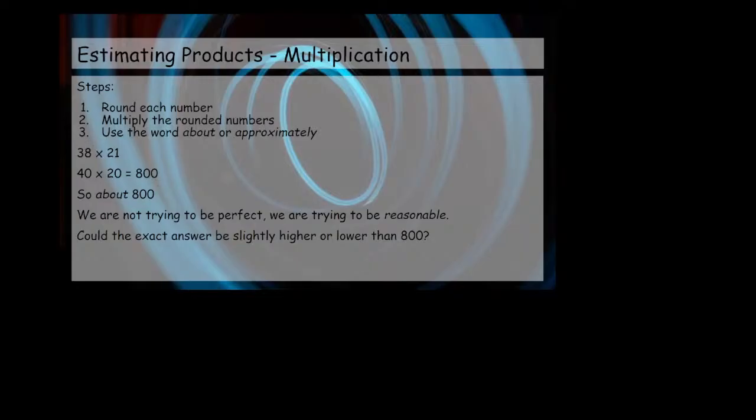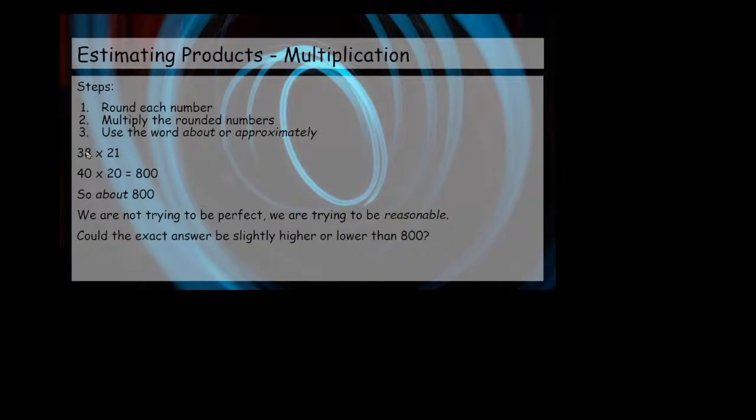Next, the steps for estimating products. The first step is to round each number. Then you multiply the rounded numbers together. The third step is to use the word about or approximately. You are estimating products here, which is multiplication. The first example here is 38 times 21.